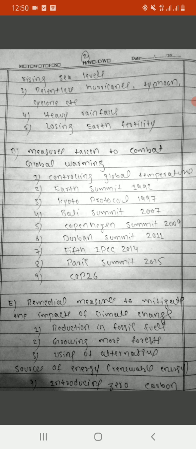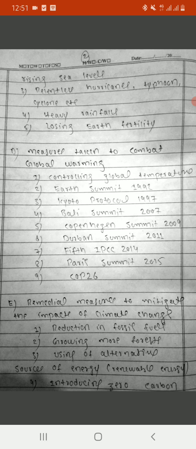Then we have the Durban Summit in 2011, and fifth, the Intergovernmental Panel on Climate Change in 2014, the Paris Summit that was held in 2015, and then we have COP26 that was held in Scotland last year, and you can also add COP27 that was held in Egypt this year. So these are the occasions in which scientists and the relevant authorities gathered and discussed the various measures for how we can mitigate and reduce the impacts of climate change. So these are some of the measures that have been taken up till now to reduce the impacts of climate change.